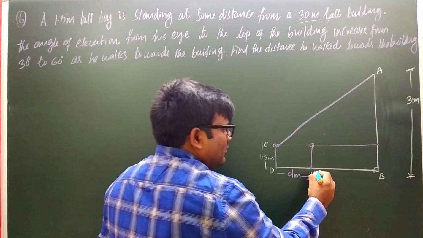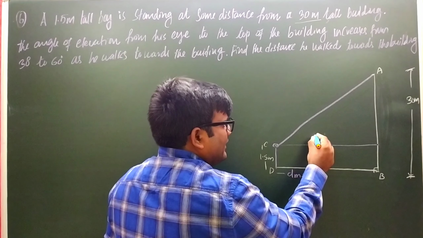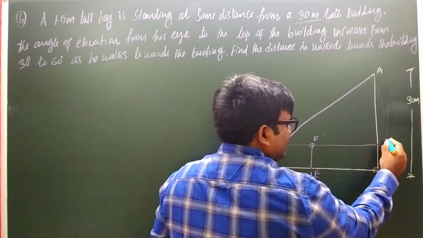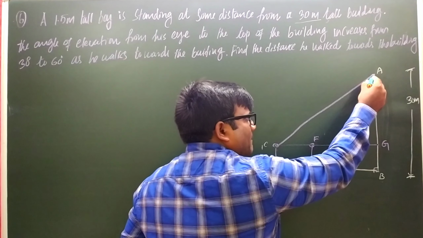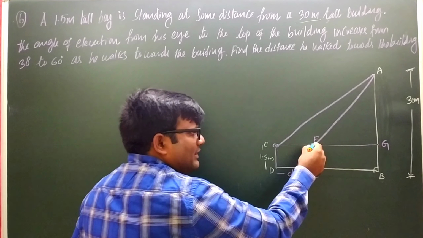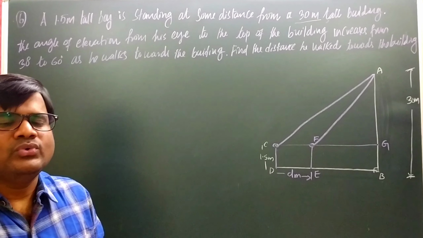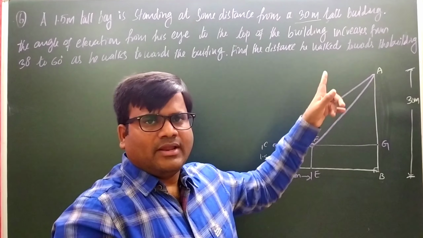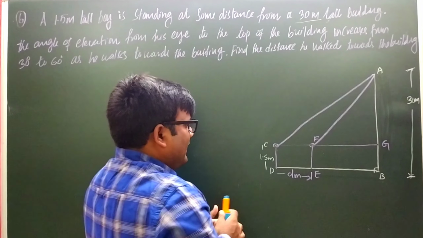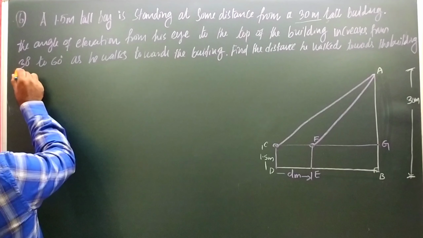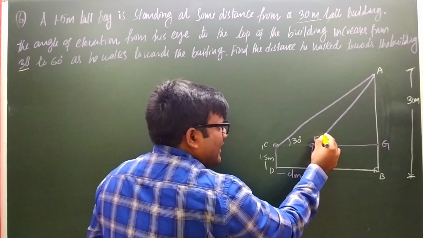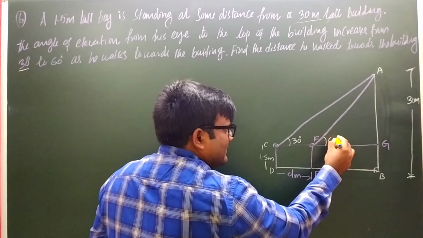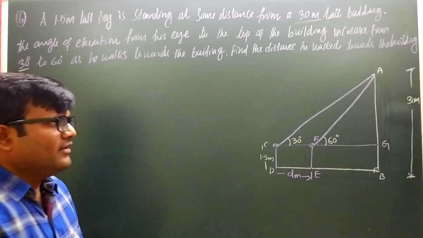So here CD is there, no? I am giving other names, E, F. This one is G, I am taking. Now again the boy observed the top of the building. So two times the boy observed the top of the building. The starting angle of elevation is 30 degrees. Next the angle of elevation is 60 degrees.